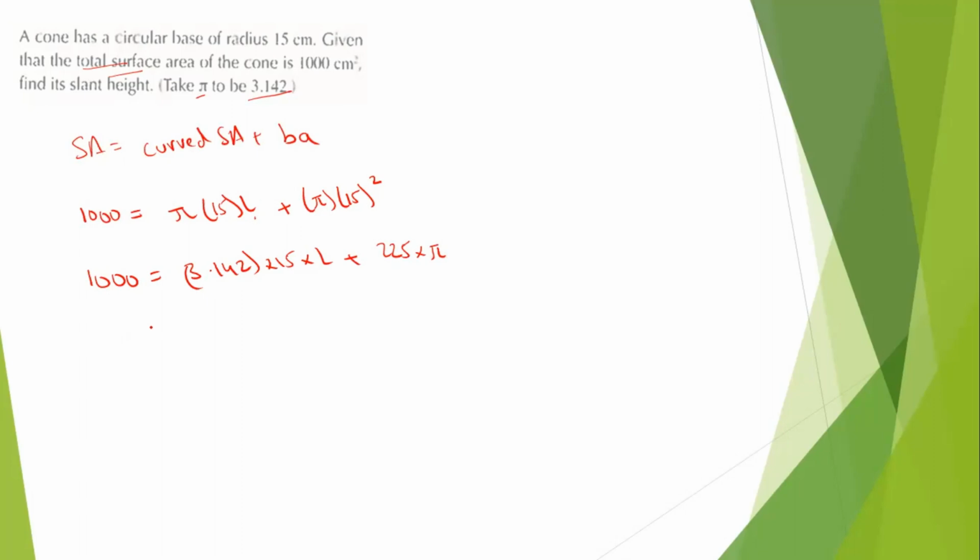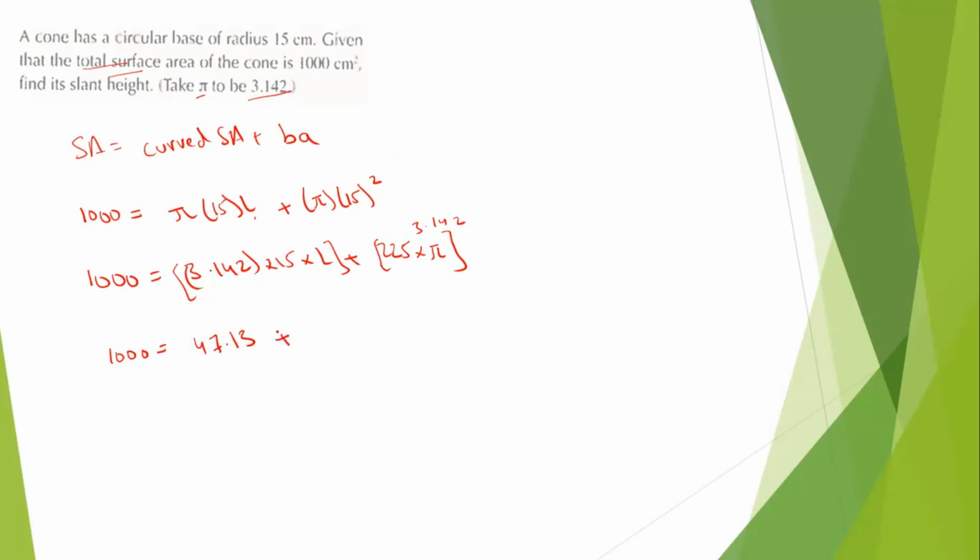So now what are you left with? You are going to multiply these two separately and then see if you can divide them. By the way, on this pi you can also write 3.142. Okay, multiply both of these. So 1000 is equal to, start multiplying 15 with 3.142, and 15 into 3.142 gives me 47.13.